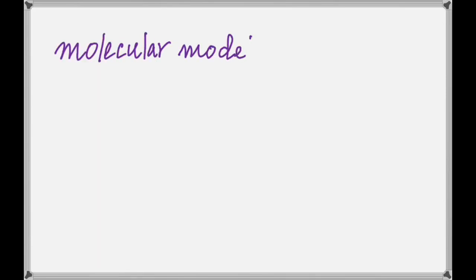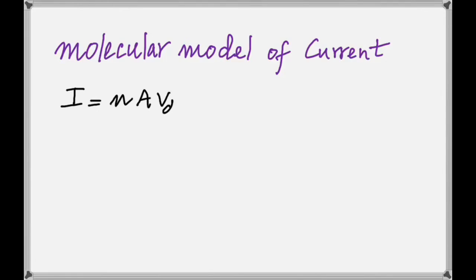The molecular model of electric current, where we talk about drift velocity and all that. The current flowing through a conductor is given by I is equal to nAvdq. Where, do you know what n is? Well, you could guess it's a number, but be specific. It's the number of free electrons in 1 meter cube.